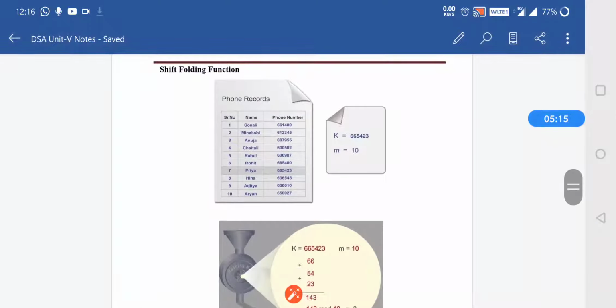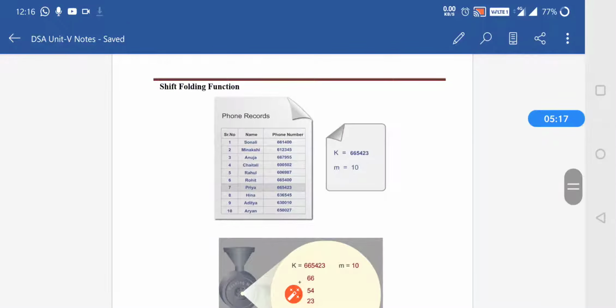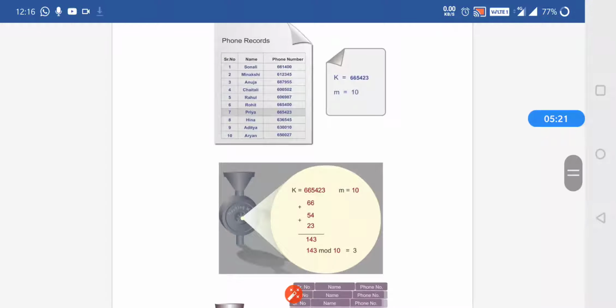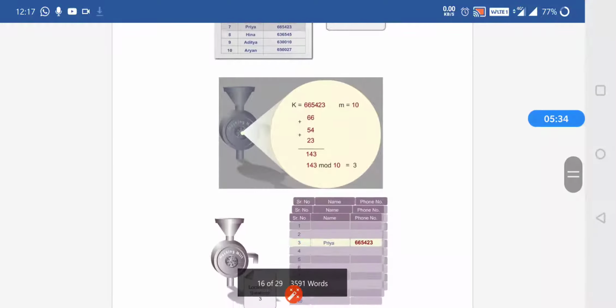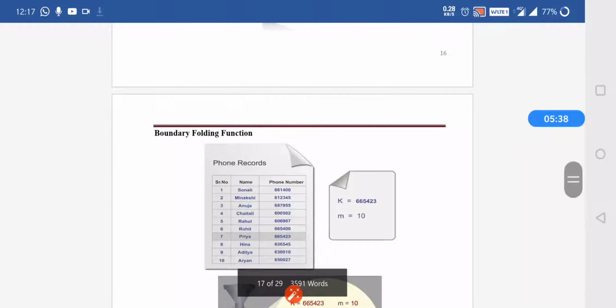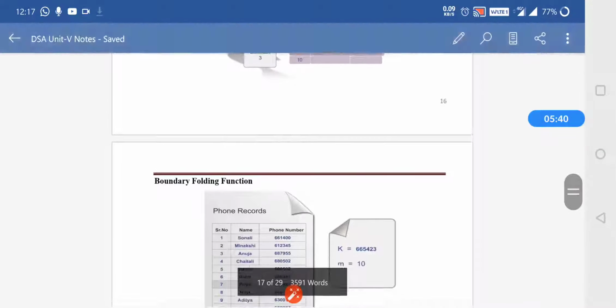That is the shift folding method, where you divide the number into equal parts. After adding those parts, whatever value we get, we take the mod of the number of records we are considering, and at that location we store the particular number. That is the shift folding function.